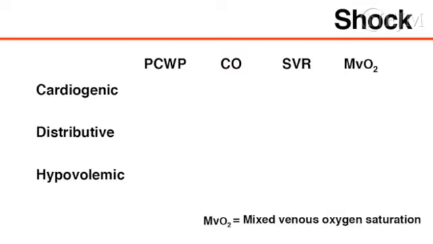In patients with shock of unknown cause, the pulmonary capillary wedge pressure, cardiac output, systemic vascular resistance, and mixed venous oxygen saturation can often help to guide the diagnosis. In cardiogenic shock, wedge pressure and vascular resistance are high, while cardiac output and mixed venous oxygen saturation are low. In the early phase of distributive shock, cardiac output and mixed venous oxygen saturation are high, and wedge pressure and vascular resistance are low. Finally, in hypovolemic shock, vascular resistance is high, and wedge pressure, cardiac output, and mixed venous oxygen saturation are low.